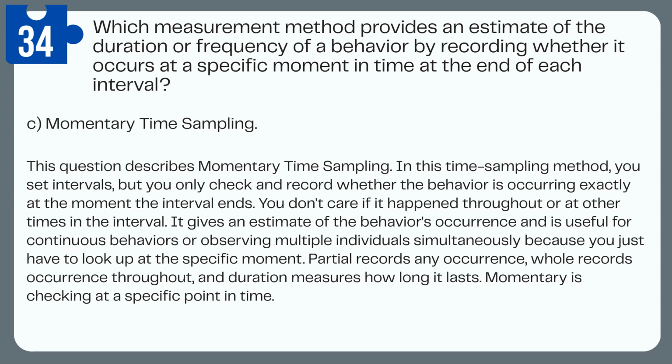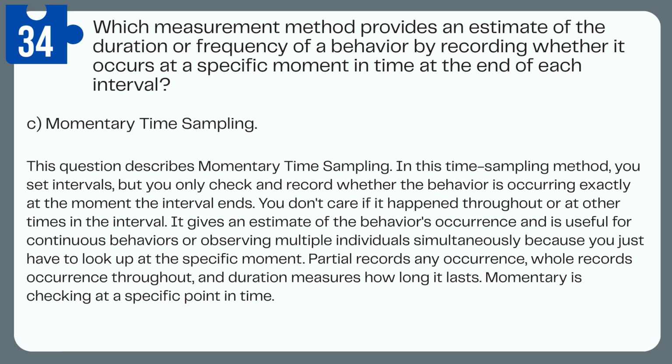Answer: C. Momentary time sampling. This question describes momentary time sampling. In this time sampling method, you set intervals, but you only check and record whether the behavior is occurring exactly at the moment the interval ends. You don't care if it happened throughout or at other times in the interval.